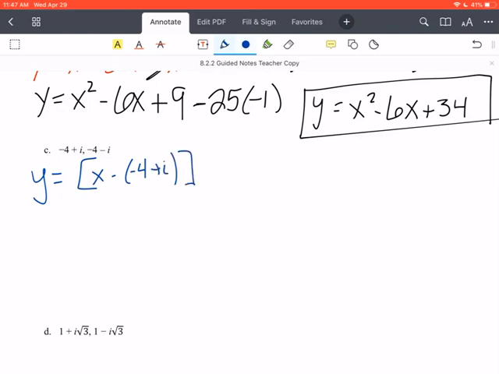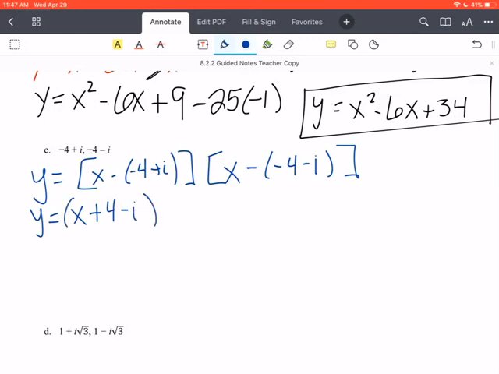And then we have times, make our opposite root, x minus negative 4 minus i. Got to be careful with all those negatives. So now we're going to distribute. So we have x plus 4 minus i. That's our first factor. And then we have x plus 4 plus i.